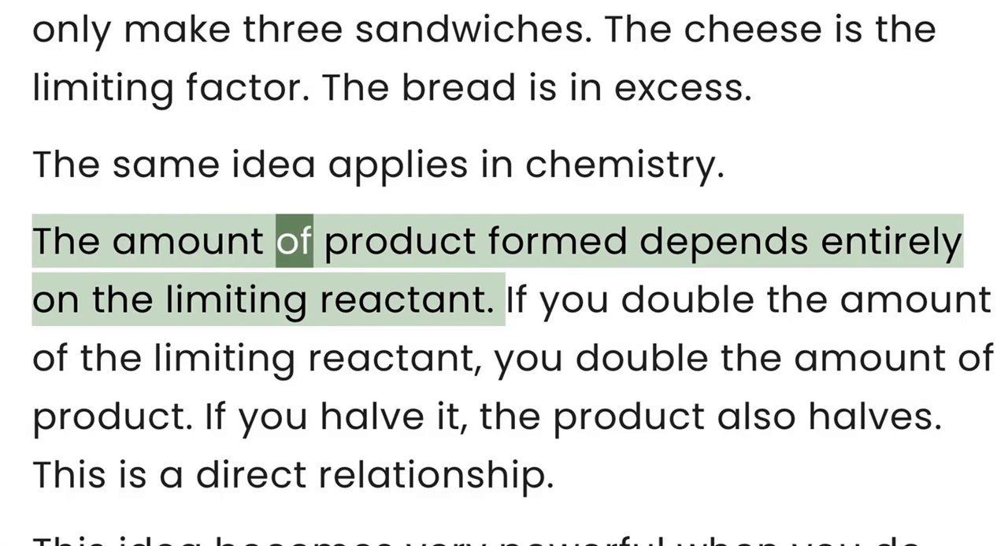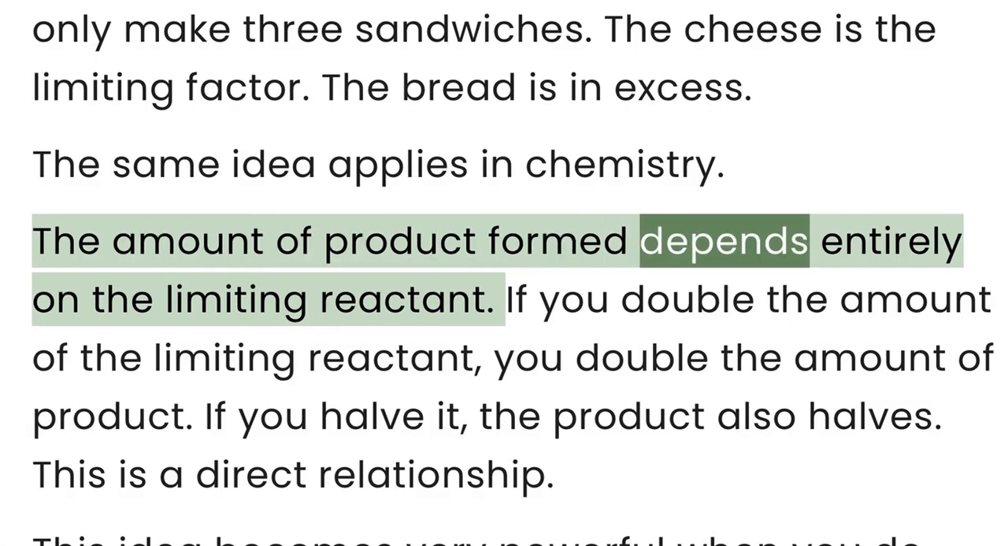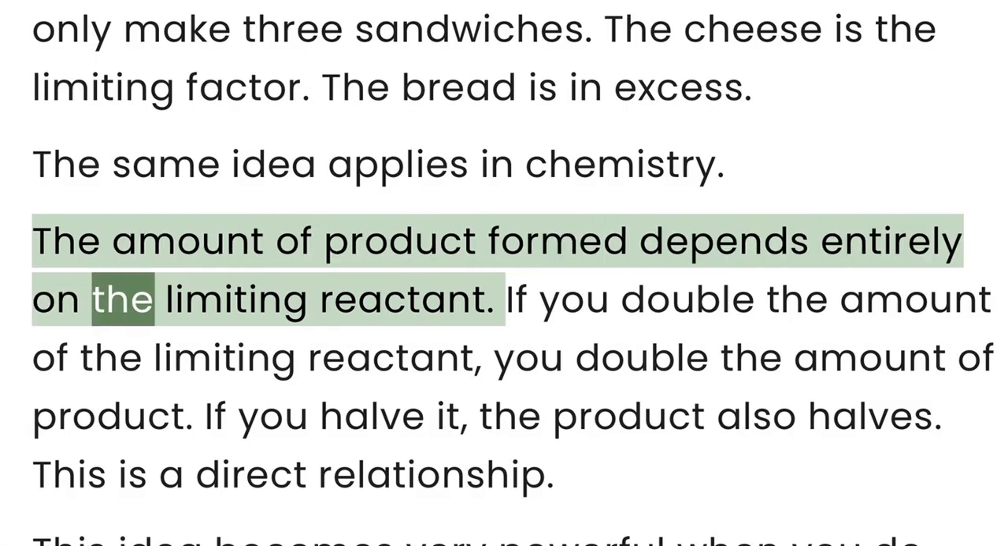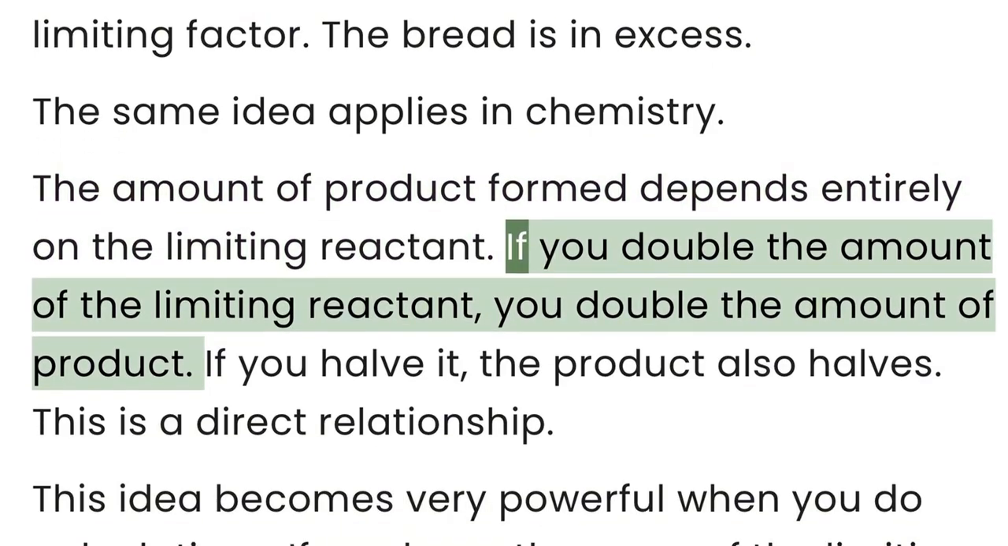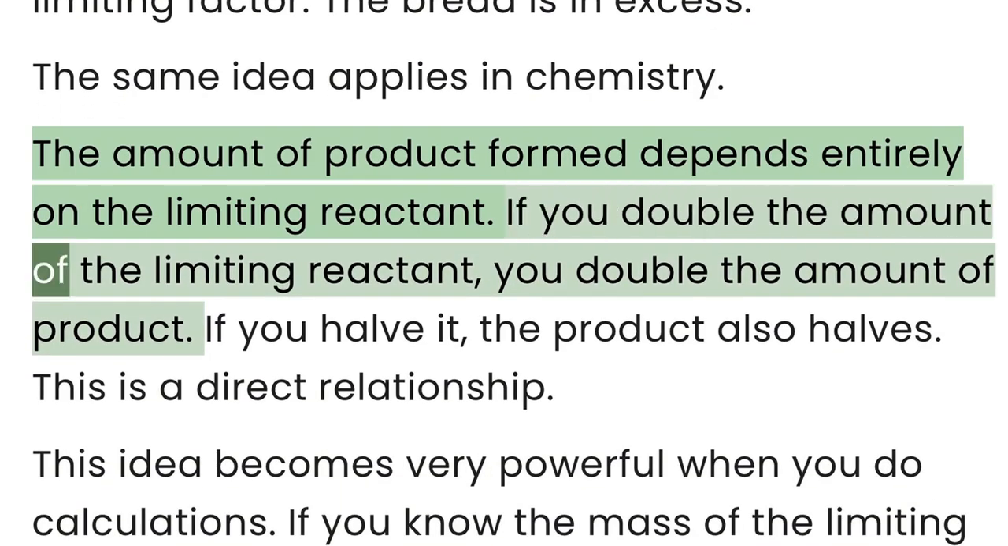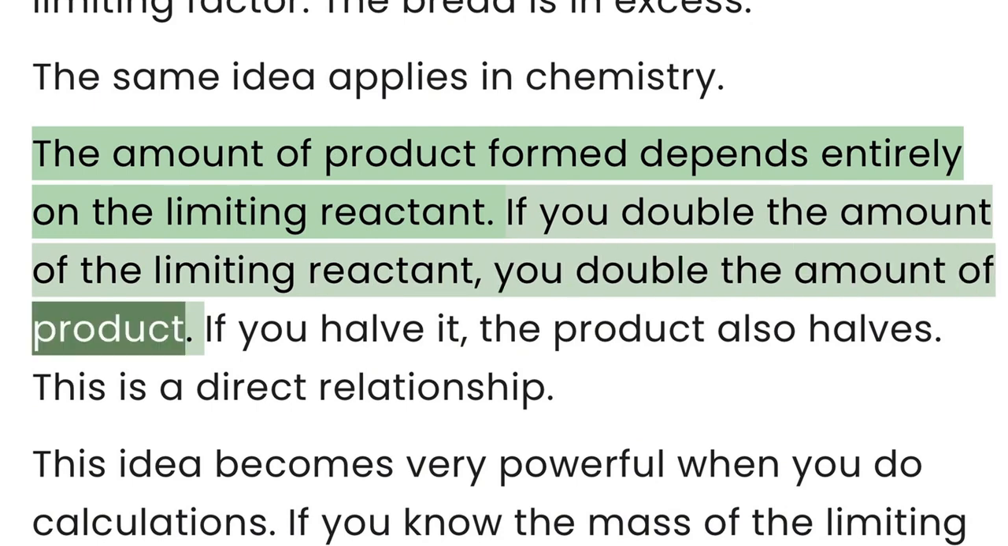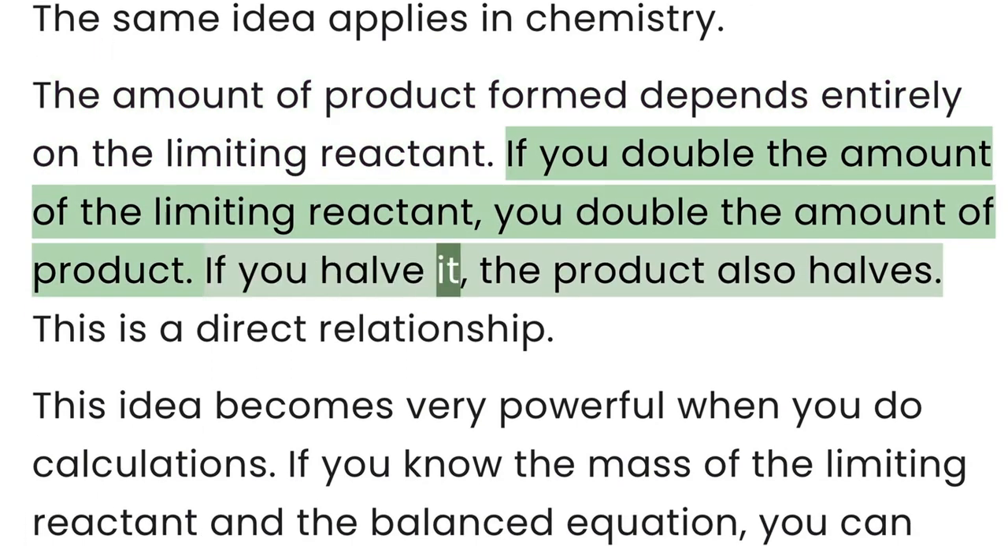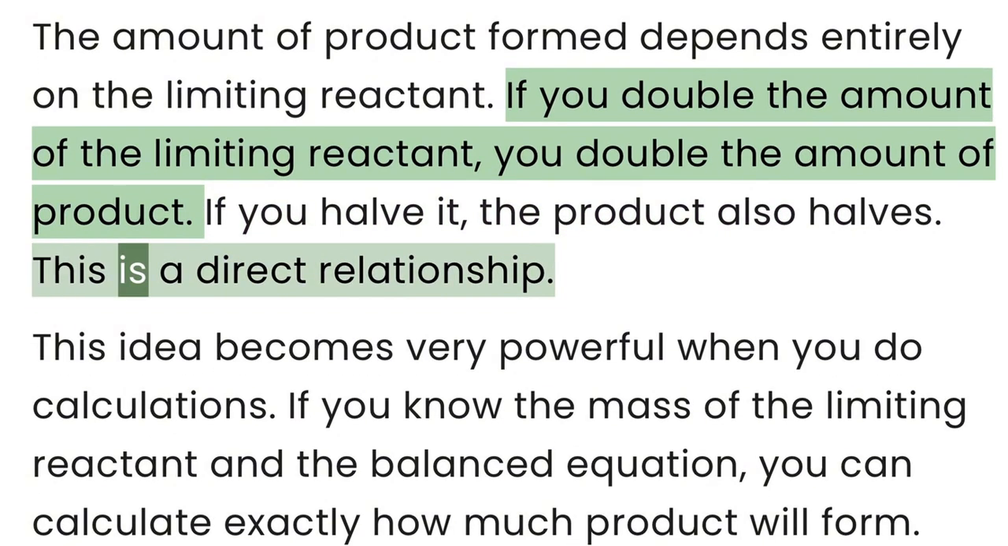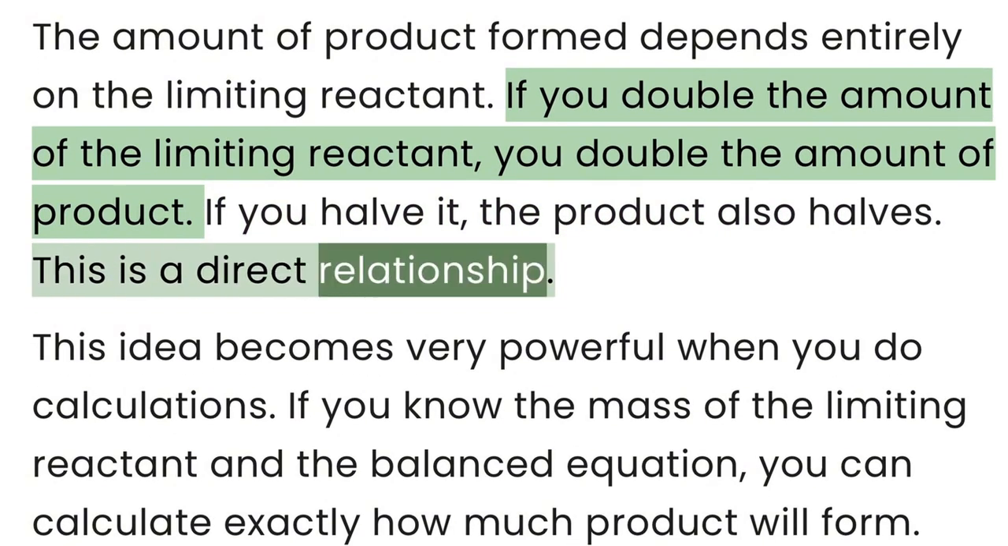The amount of product formed depends entirely on the limiting reactant. If you double the amount of the limiting reactant, you double the amount of product. If you halve it, the product also halves. This is a direct relationship.